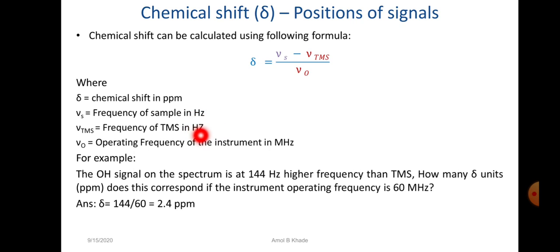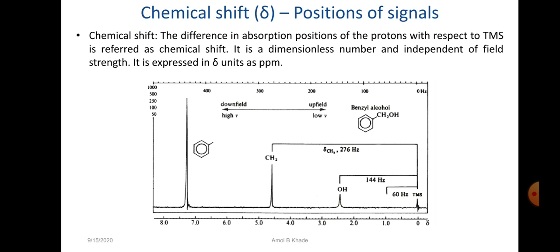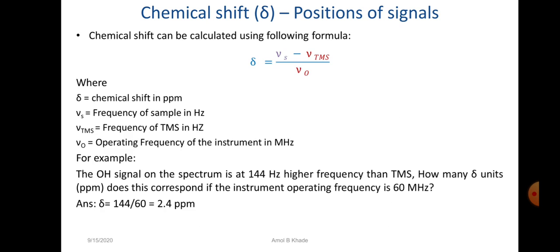again in hertz. Then we have to divide this by nu 0, that is the operating frequency of the instrument, and that is usually taken in megahertz. So whatever the operating frequency of the instrument is, for example in the earlier spectrum the operating frequency of the instrument is 60 megahertz. Okay, so we can calculate.